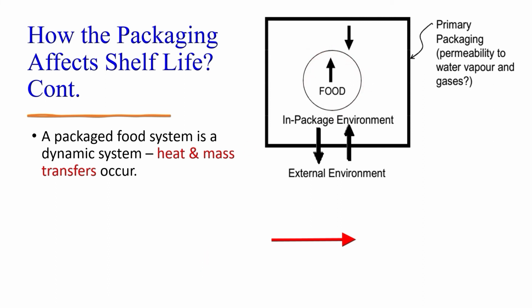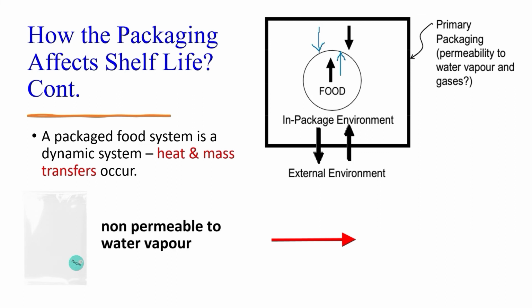Remember, the Tau Sa Piah is moist. So the moisture content tends to go out. Then the external moisture also tends to go into the Tau Sa Piah. And finally, it meets the equilibrium condition. But somehow, if we use a plastic bag, remember, a plastic bag is not permeable to water vapor.